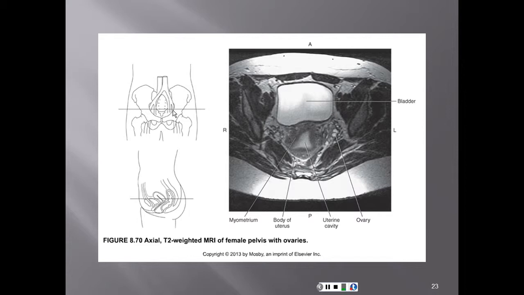So this image can be found on page 531 as an axial T2 weighted image of the pelvis and ovary. So here you want to identify the uterus, of course. Should have no problems identifying the uterus, the bladder, and the ovary.